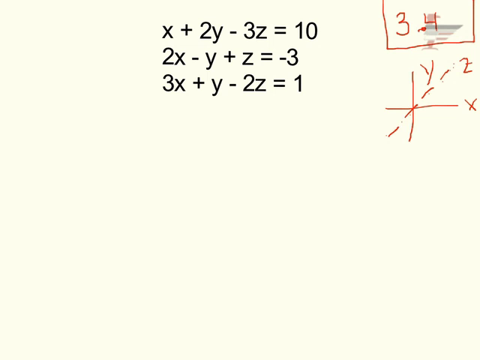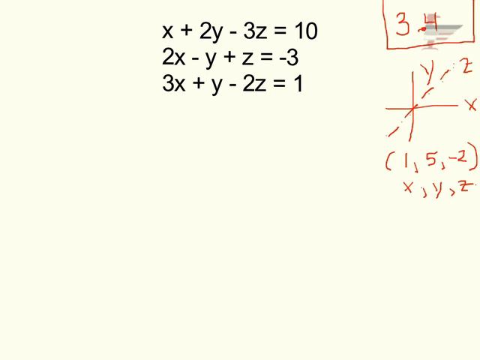So now instead of ordered pair x-y coordinates, you're going to have an ordered triple. So maybe your solution will be 1, 5, -2, something like that. So that's your ordered triple now, because that's your x, y, and z coordinate. And again, that's a point in space. You will be looking for where 3 planes intersect.